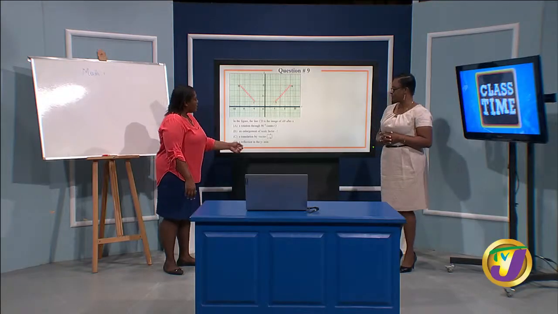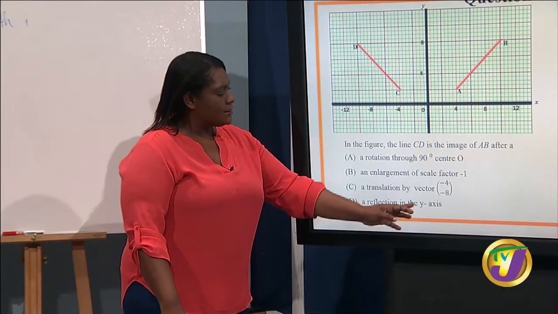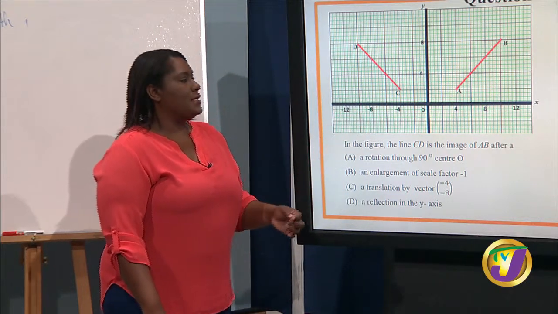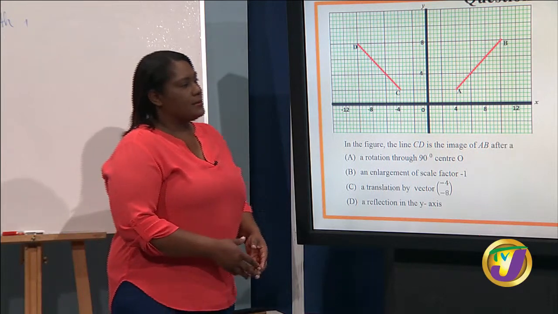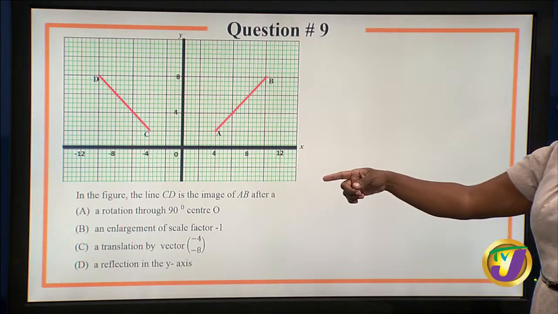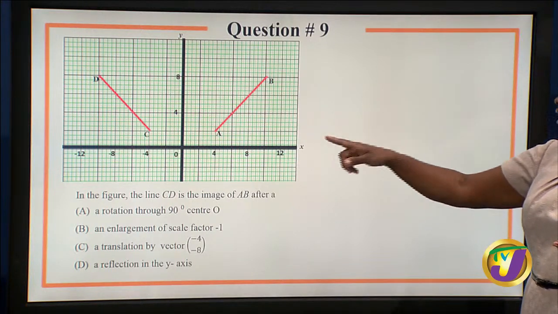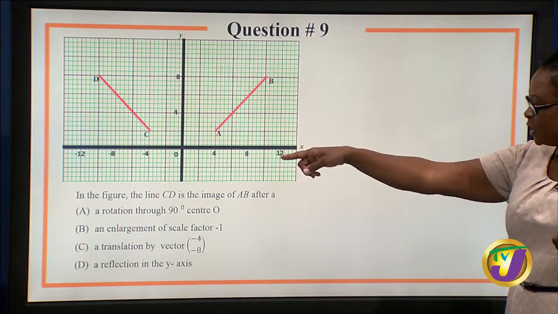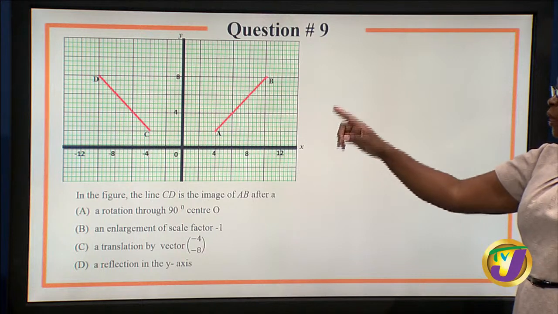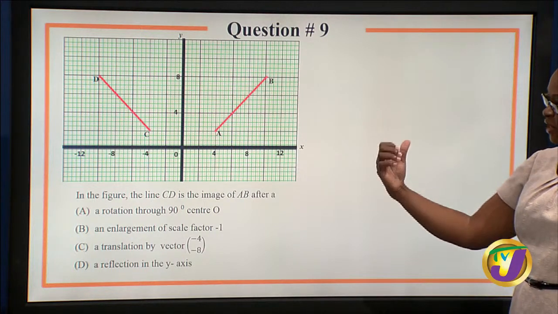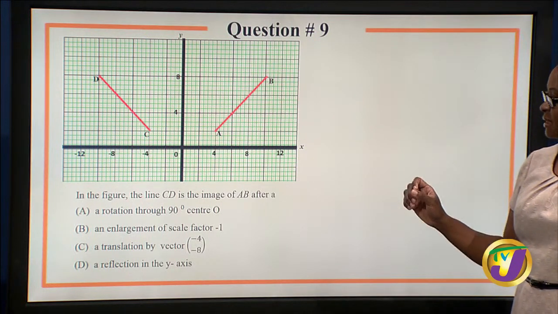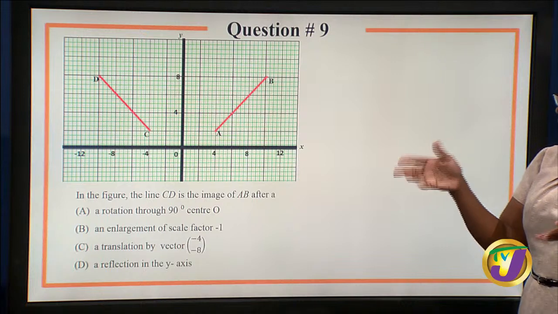And because this response suggests the y-axis, we could examine to see if they are equal distance from the y-axis. When we go ahead and do that, because CD is the image of AB, then, of course, C is 2 units away from the mirror line. And A is 2 units away from the mirror line in the opposite direction, or across the mirror line, which is the y-axis. So that would be equidistant apart.